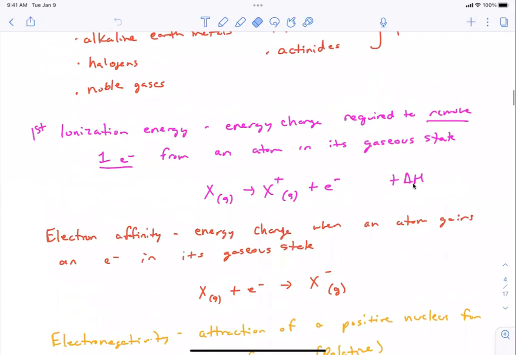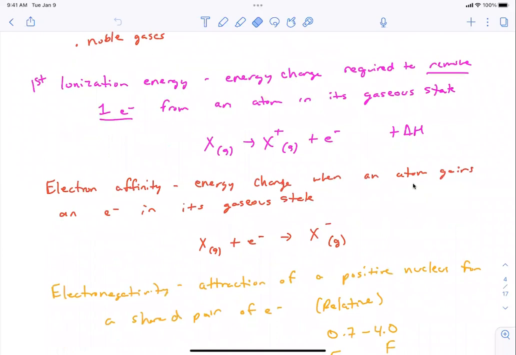Okay. So different trends and reactions you need to understand about the trends. First, ionization energy, understand the definition of it. The energy required to remove 1 electron from an atom in its gaseous state. I guess 1 mole of electrons, I should say more accurately. And this is the example reaction of that. X gas yields X plus gas plus electron, and it's going to be endothermic. Second ionization energy builds off of that. So second ionization energy would be X plus going to X2 plus. Third ionization energy would be X2 plus going to X3 plus. So it kind of keeps going in that same order.